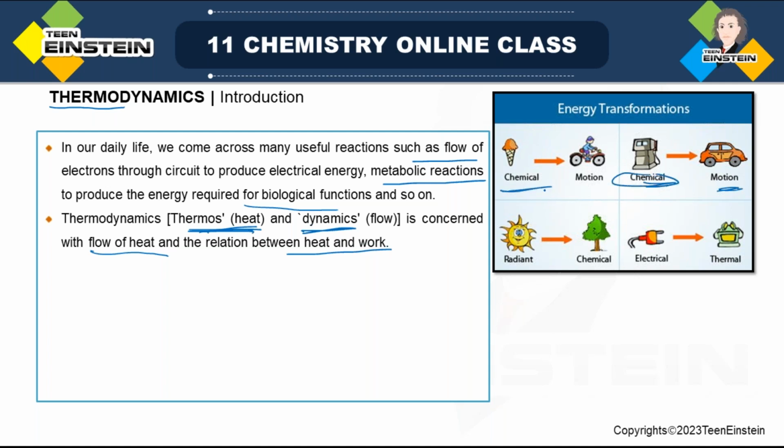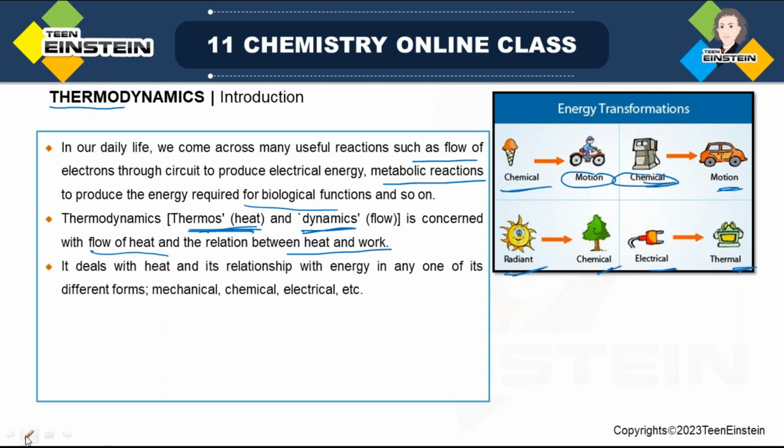Then as we take food, we get energy. Then from solar energy there is photosynthesis, and from trees we get oxygen, which plays so many important biological roles in our body. And then from electrical to thermal. So these are some of the examples of energy transformations.